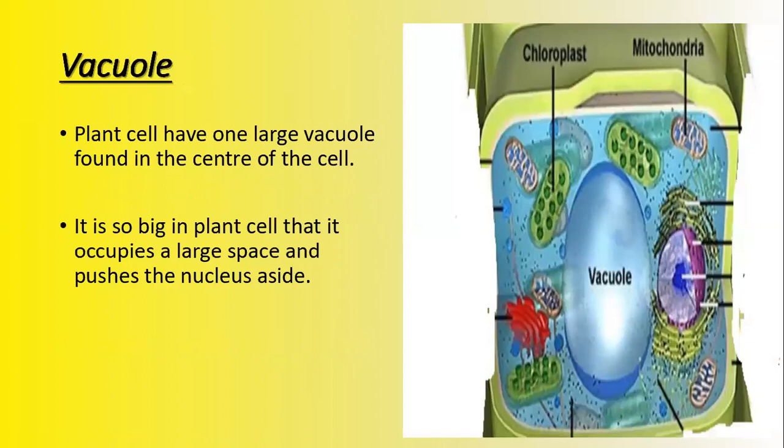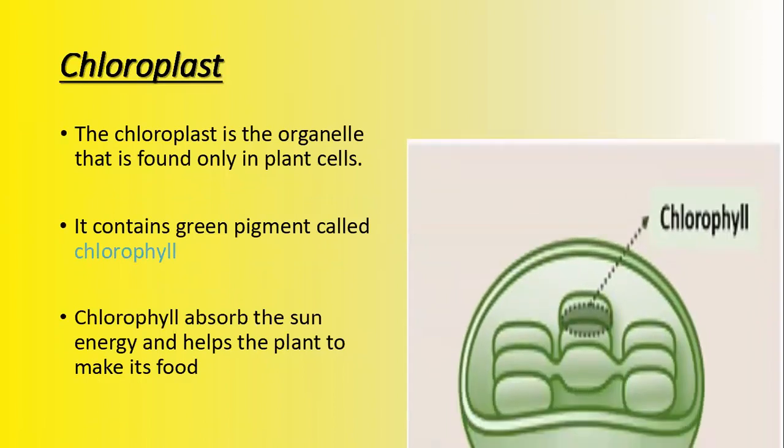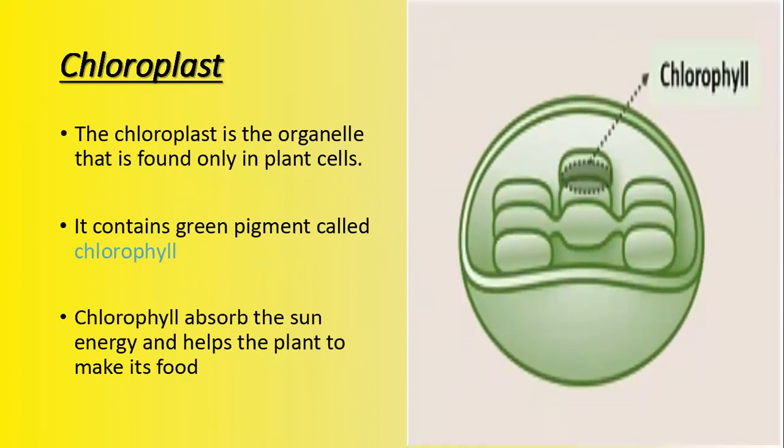Plant cells have one large vacuole. It is so big in a plant cell that it occupies a large space and pushes the nucleus to one side. Vacuole stores food, water, and waste substances. Chloroplast is the organelle that is found only in plant cells. It contains green pigments called chlorophyll, which absorb the sun's energy and help the plant to make its food.